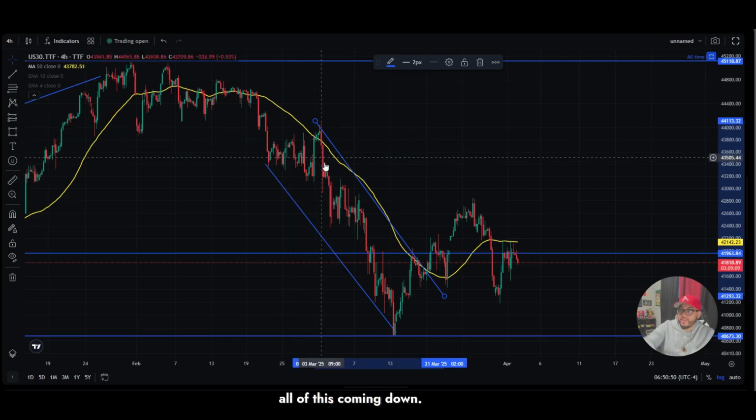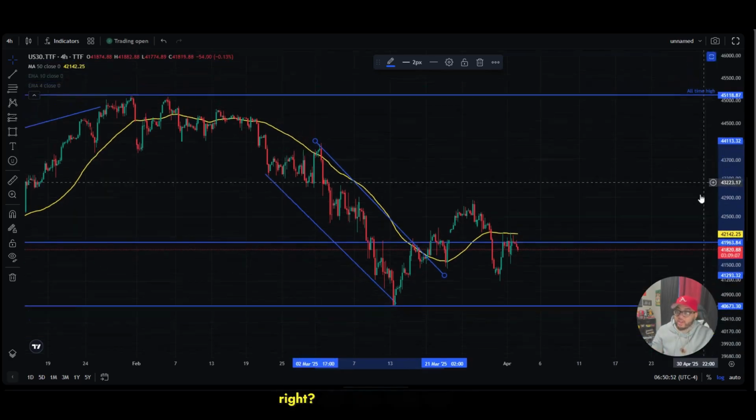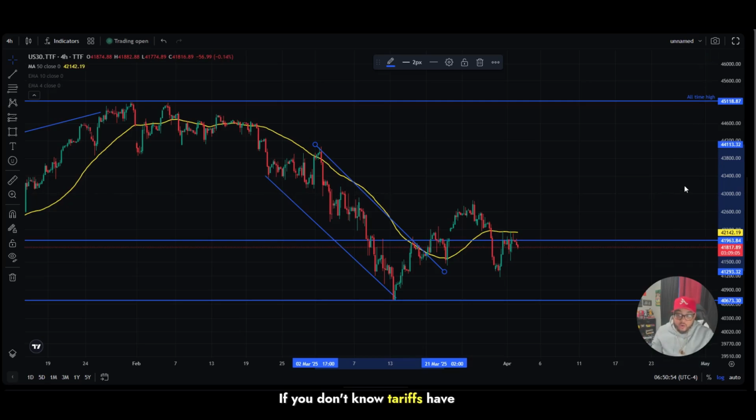All of this coming down, that would be news from Trump, right? If you don't know, tariffs have been the biggest thing of this year so far since Trump took presidency. I do believe he speaks today as well around 4 p.m. I'll double check that for you guys. But overall, all this downwards momentum came from tariffs, 20%, 25% on steel and cars and so on and so forth, energy being cut off in New York, whatever the case is, right? Clearly that's all negative, and it does match up with the technical analysis.